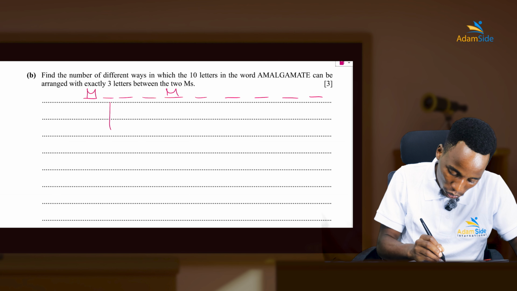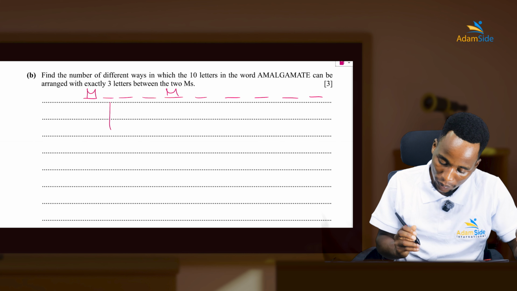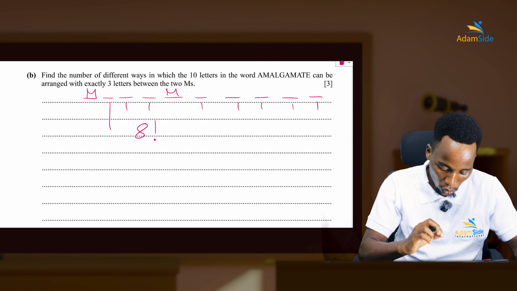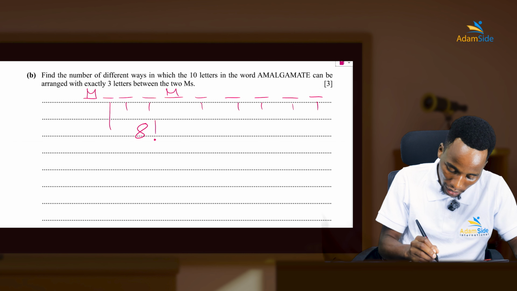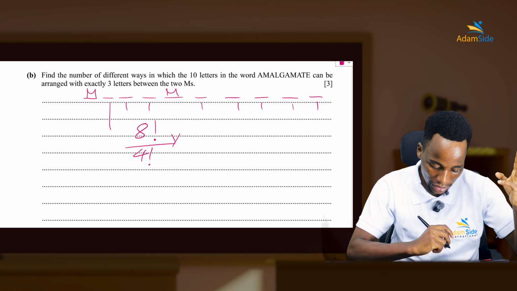Then we have to see how many ways we can arrange the rest of the letters except these M's. So we have 8 left: 1, 2, 3, 4, 5, 6, 7, 8. So it's 8 factorial. In this 8 factorial, we know we have 4 A's of the same kind, so we have to divide by 4 factorial. Then times by the number of times that we can keep on shifting those M's and still make exactly 3 letters between the M's.